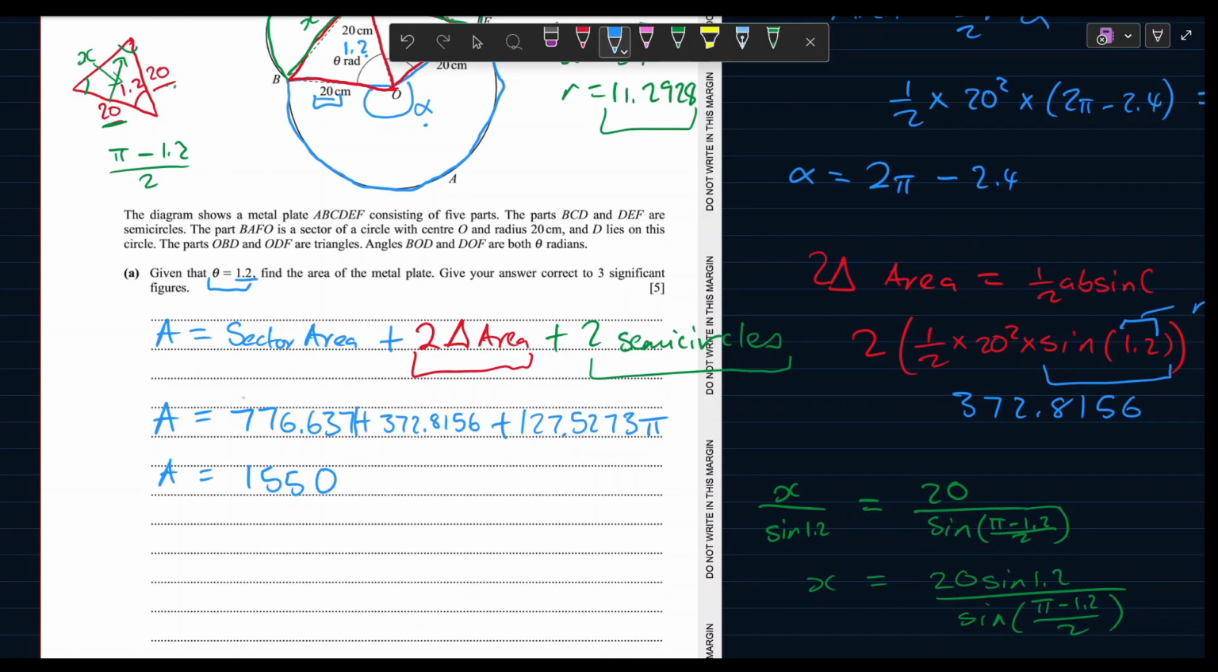Yeah, so a lesson here: make sure that your calculator is in radians when you're solving questions in this topic, especially because the formulas here work in radians. So make sure you've converted radians. And to be fair, they also did state that theta is in radians, so watch out for that.